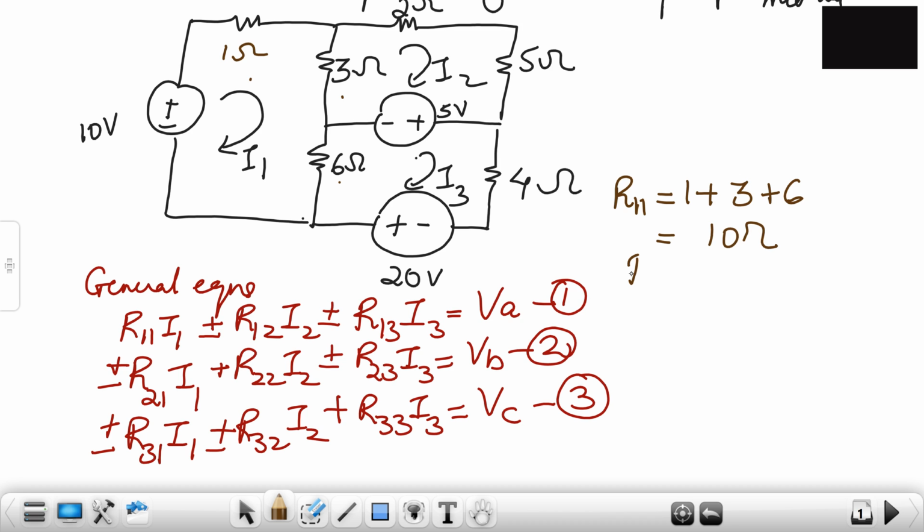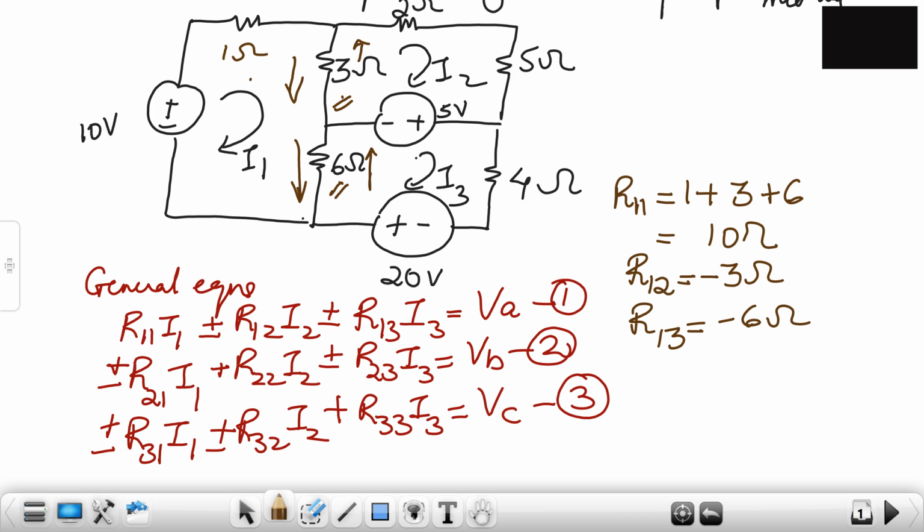What will be R12? R12 will be the resistance which is common between loop 1 and loop 2. Since the direction of current is in the opposite direction, it is minus 3 ohms. R13 is the resistance which is common between loop 1 and loop 3, that is 6 ohms. Again, the direction of current is in the opposite direction, so it is minus 6 ohms.